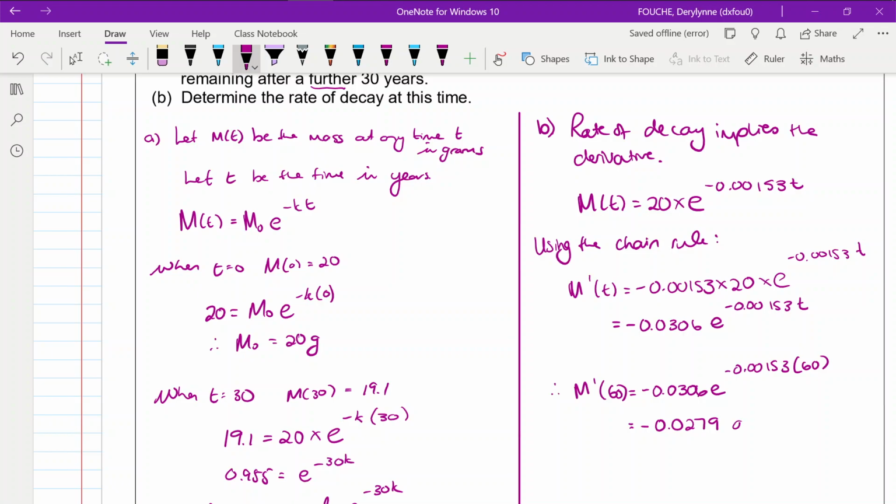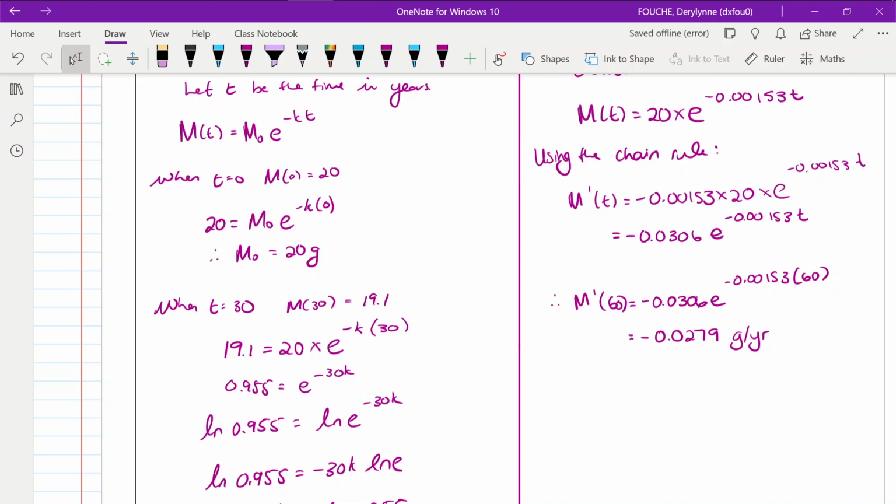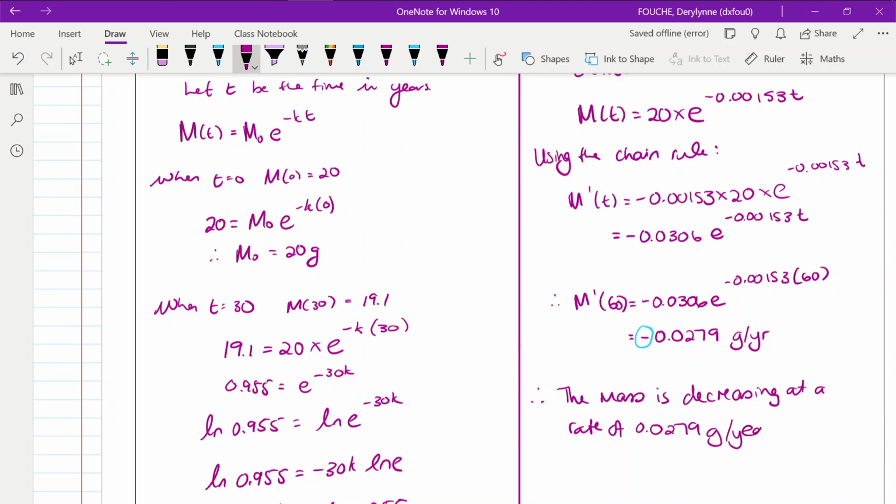and that is negative 0.0279 grams per year. Now the important thing is that in our sentence we now interpret that negative. So therefore the mass is decreasing, that's the word we're looking for, at a rate of 0.0279 grams per year after 60 years.